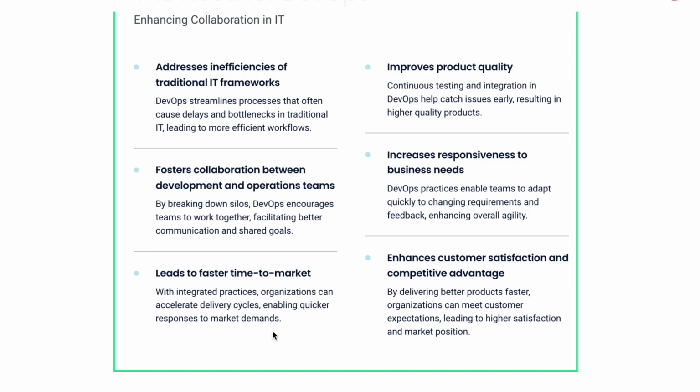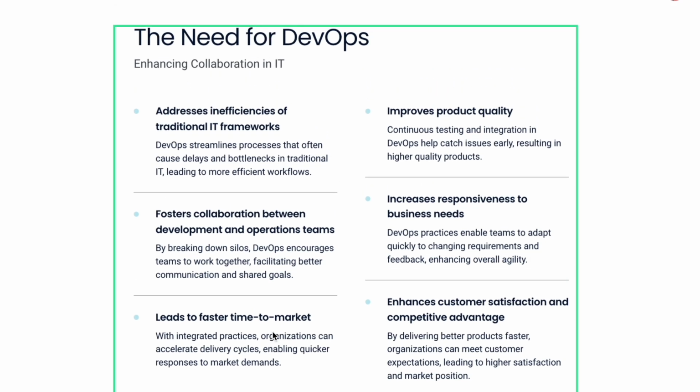Enhance customer satisfaction. By delivering better products faster, organizations can meet their customers' expectations easily, leading to higher satisfaction and market position. So this is the need. If you have everything automated, it means you can quickly deploy it. So that is the need for DevOps.